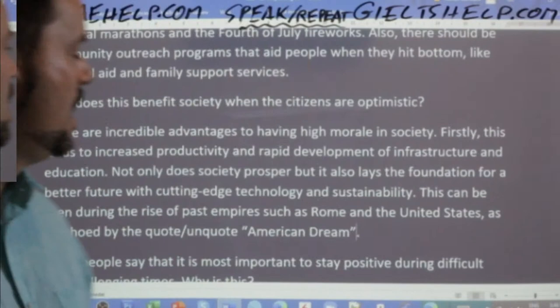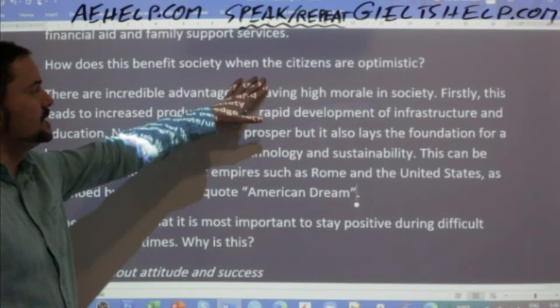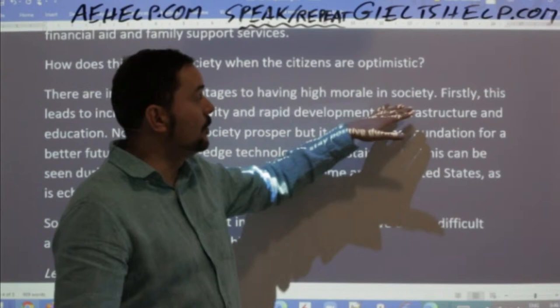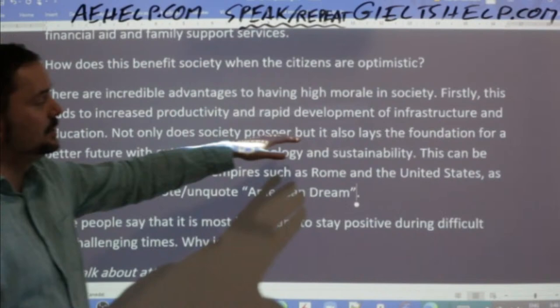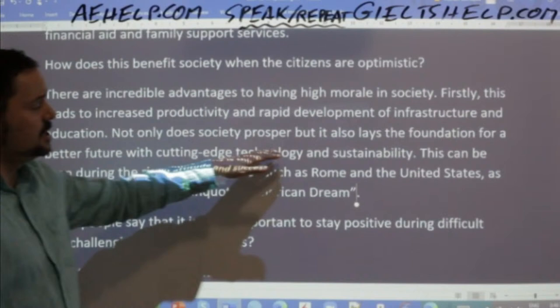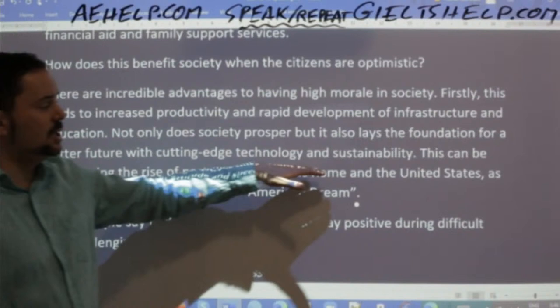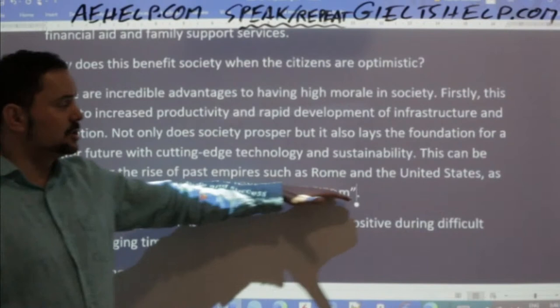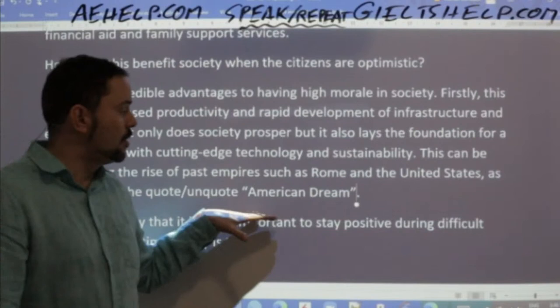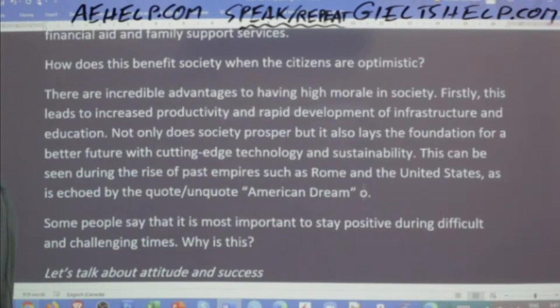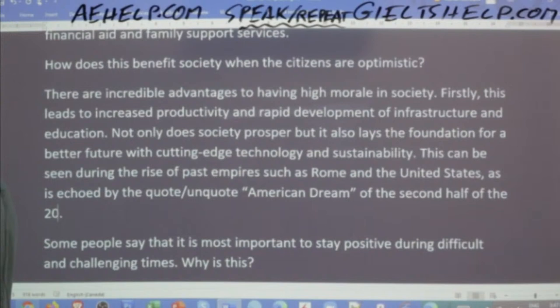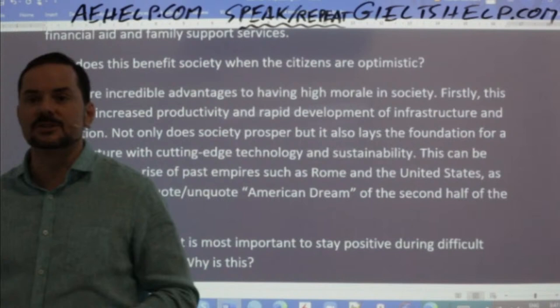How does this benefit society when the citizens are optimistic? There are incredible advantages to having high morale in society. Firstly, this leads to increased productivity and rapid development of infrastructure and education. Not only does society prosper, but it also lays the foundations for a better future with cutting-edge technology and sustainability. This can be seen during the rise of past empires such as Rome and the United States, as is echoed by the quote-unquote American dream of, I would say, the second half of the 20th century. Well, maybe even the whole 20th century, but getting into details there doesn't really matter for IELTS.